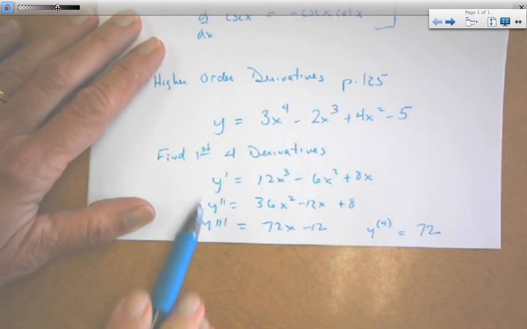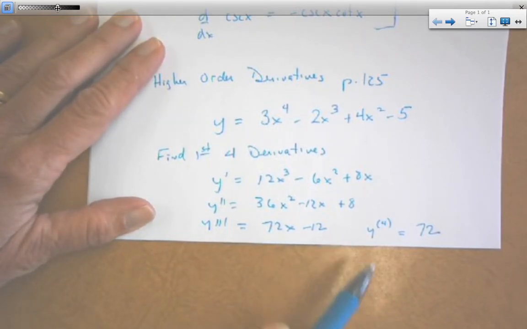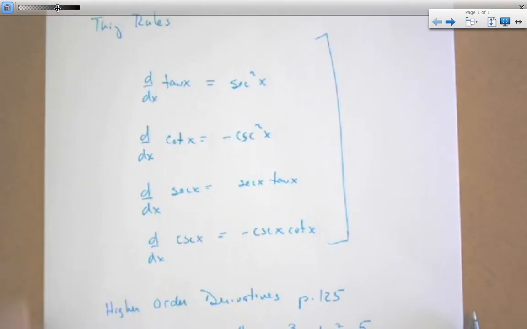So when you're finding extra derivatives, it just means keep taking the derivative. All right, let's discuss some of this tomorrow in class.